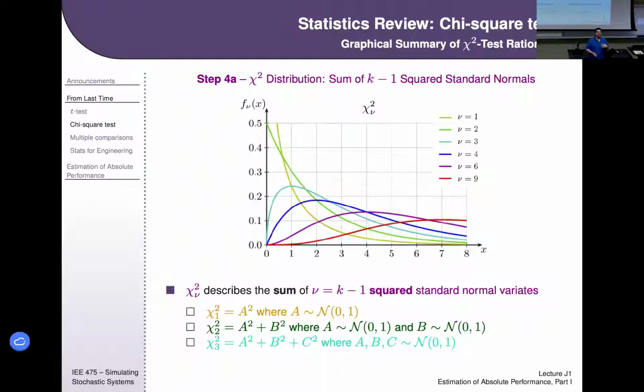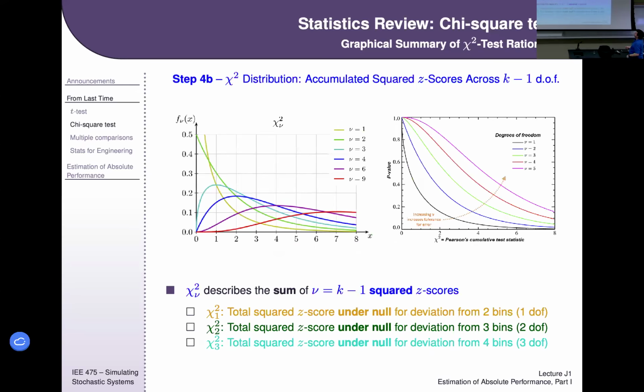A lot of these stats are based on adding up differences from a null, which is why when you get enough degrees of freedom, enough sample points, they all just become normals. So we see that pattern over and over again. So that's where the chi-squared stuff comes from.